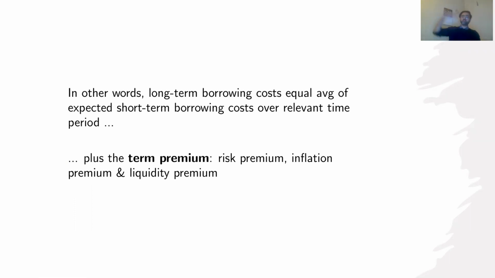So if you expect inflation to be higher moving forward in time, then you'll demand a higher interest rate if you are lending money to someone for n periods. Or if you think the probability that the other person will default is much higher, you'll demand a higher interest rate from that person whenever you're lending money for n periods.